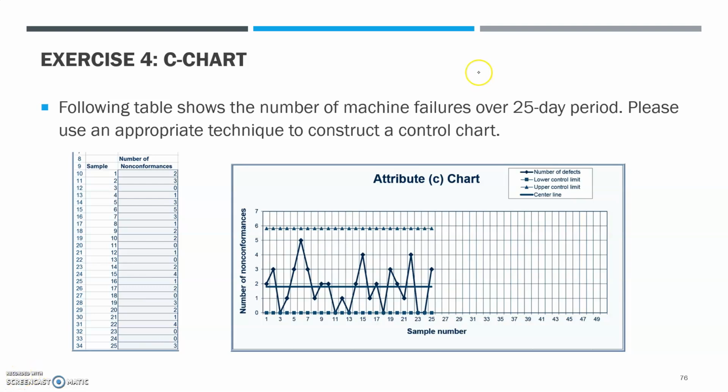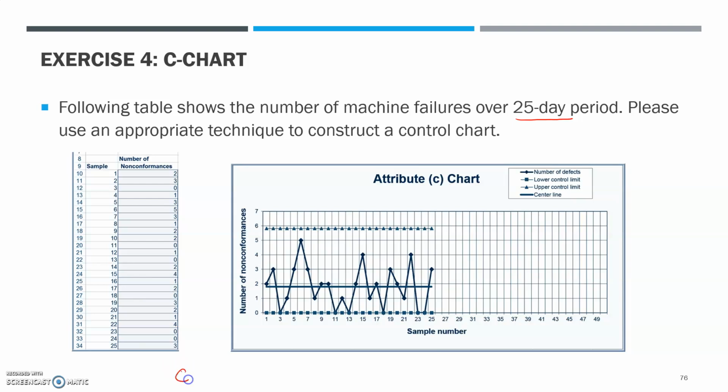The table shows the number of machine failures over a 25-day period, right? Please use an appropriate technique to construct a control chart. I'm adopting this example from a textbook, therefore I know there are some conditions I should have put in there. This indicates that you have the same constant finite number of machines that make mistakes each day. In other words, it implies the same size of opportunities for each sample. Therefore, you can easily use the C-bar chart.